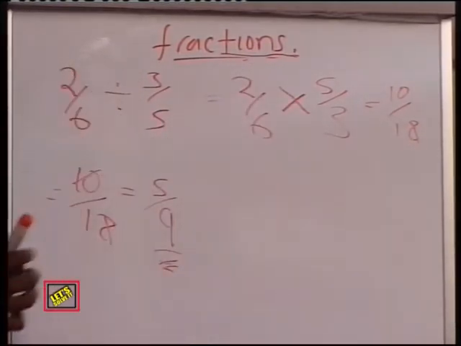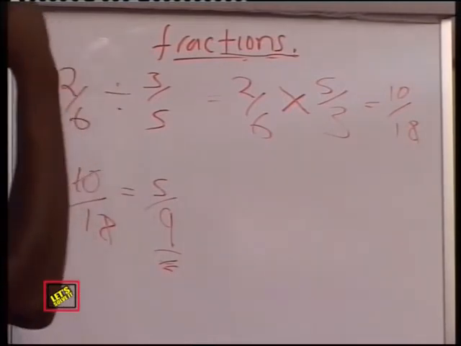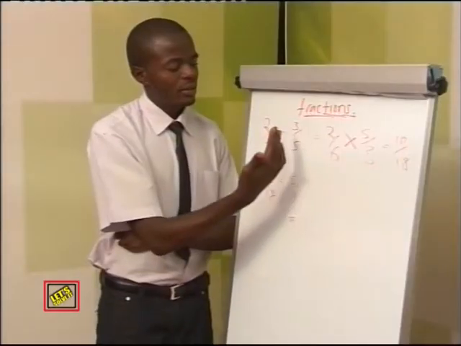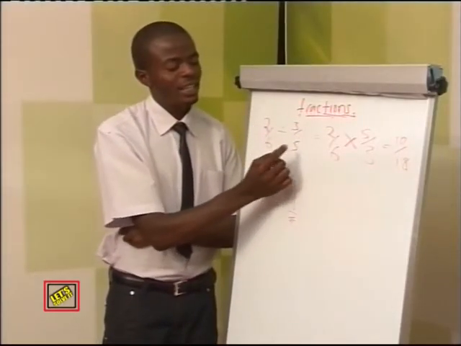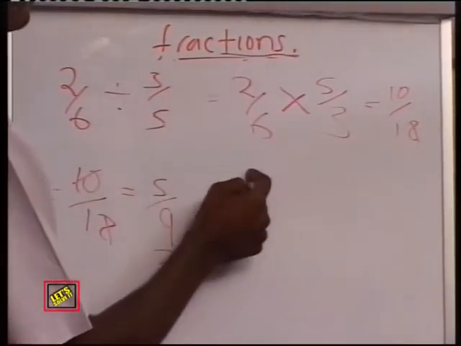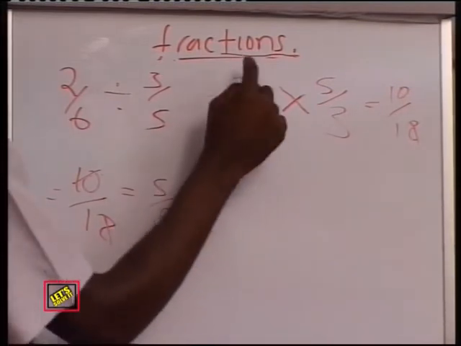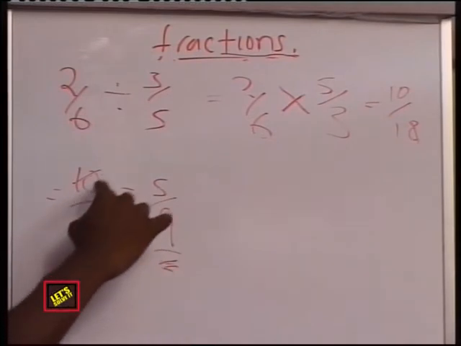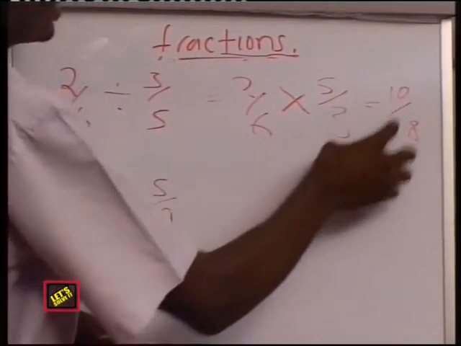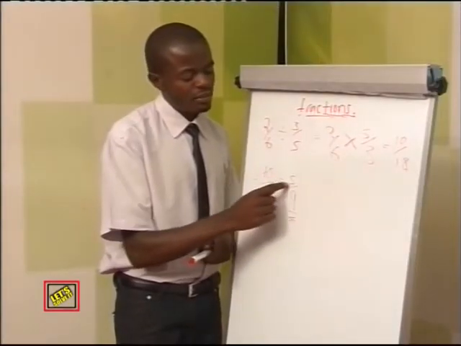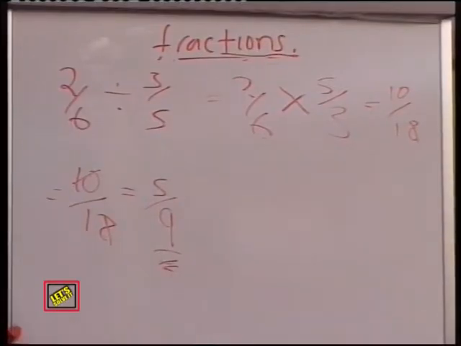So what we're saying here is that you change the numbers after the sign. The denominator becomes the numerator, the numerator becomes the denominator. 5 goes on top, 3 comes down, then the sign changes. Then you just multiply 2 times 5, 10, over 6 times 3, 18. This is not a final answer because 2 can go into 18 and 10. So 2 into 10, 5, 2 into 18, 9. Okay, so that's our final answer.